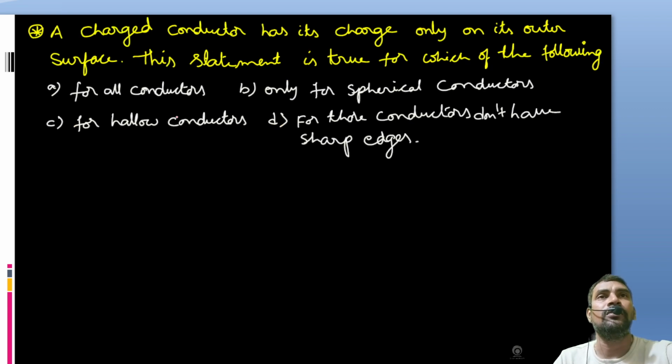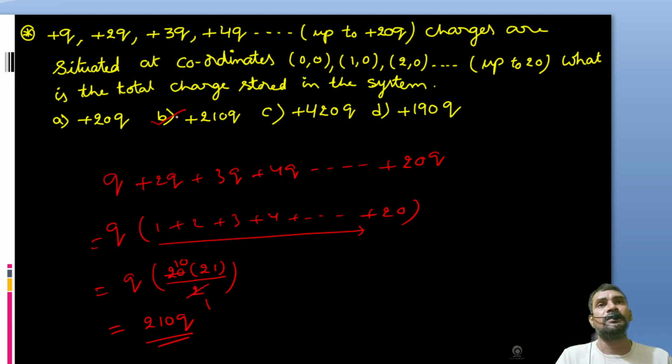Okay, let me go with the next question. I hope you are able to understand why I have written 20 into 21 by 2. For the sum of n natural numbers, 1 plus 2 plus 3 and so on, if n numbers are there, then the sum of them will be given by n into n plus 1 by 2. Here n is 20, so 20 into 20 plus 1, that is 21, divided by 2, I have written. Okay.